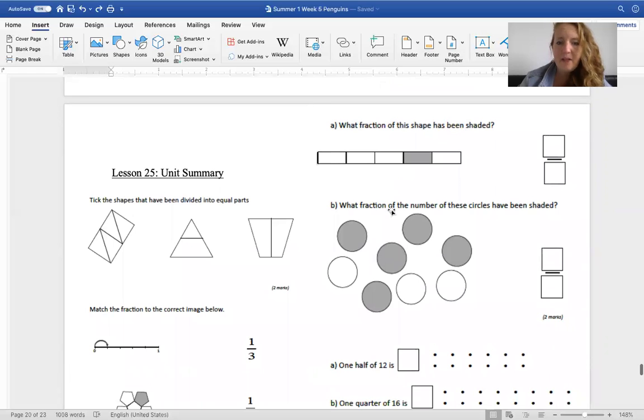Here, simple enough, these two, what fraction of the shape has been shaded. Again, remember your denominator is how much the whole thing is, the total amount that it's been split into, and then your numerator is the amount that's been selected.